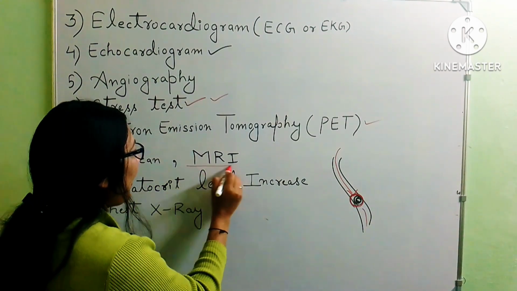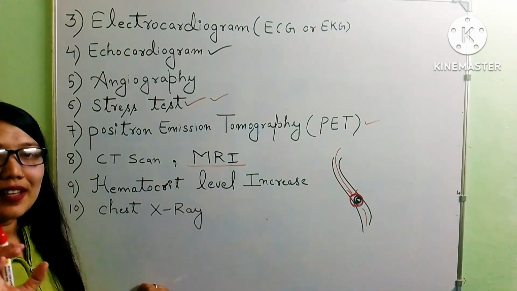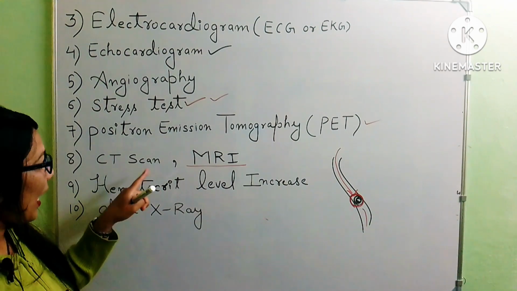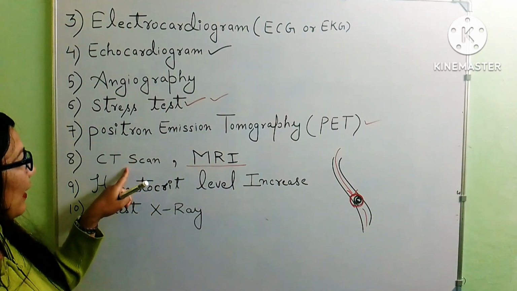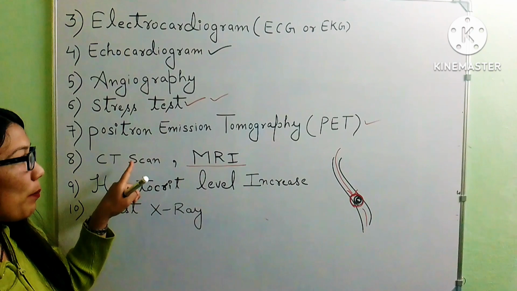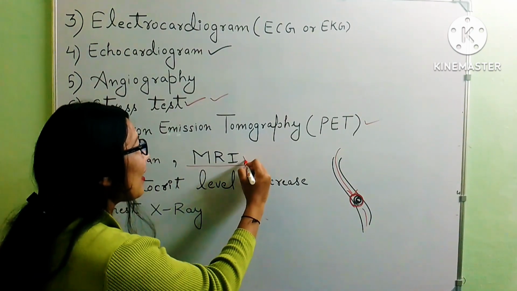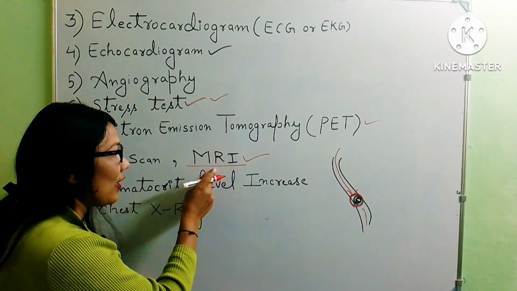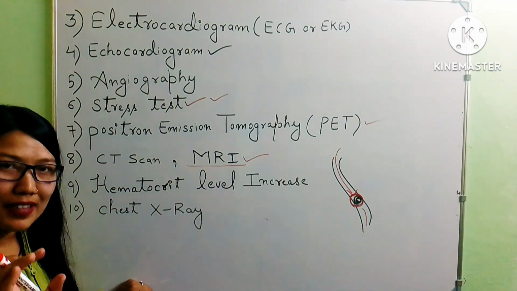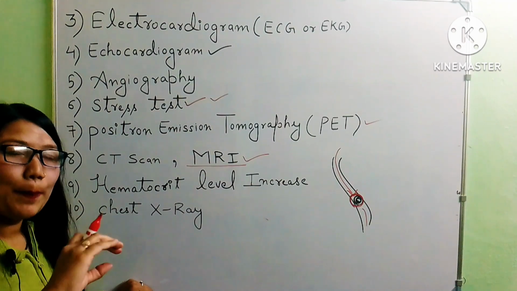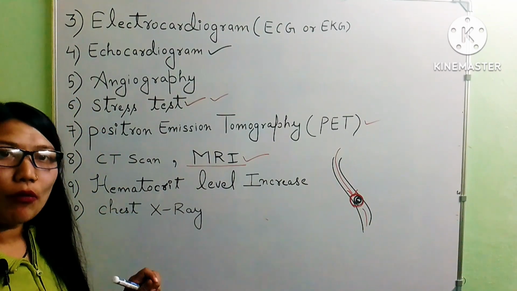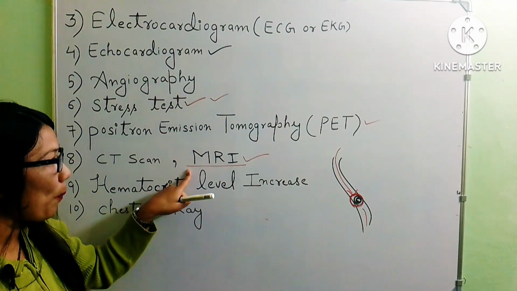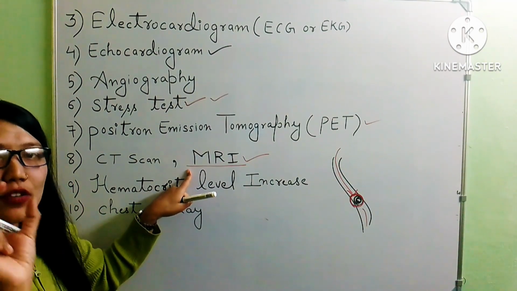Next there is MRI. MRI means magnetic resonance imaging. MRI is better than CT scan. Why is it so? Because it gives clear-cut images. The diagnosis is easier through the MRI scan. It shows the clear vessels, the clear chambers, and the clear areas of the heart. So it gives proper and clear-cut images of the heart.